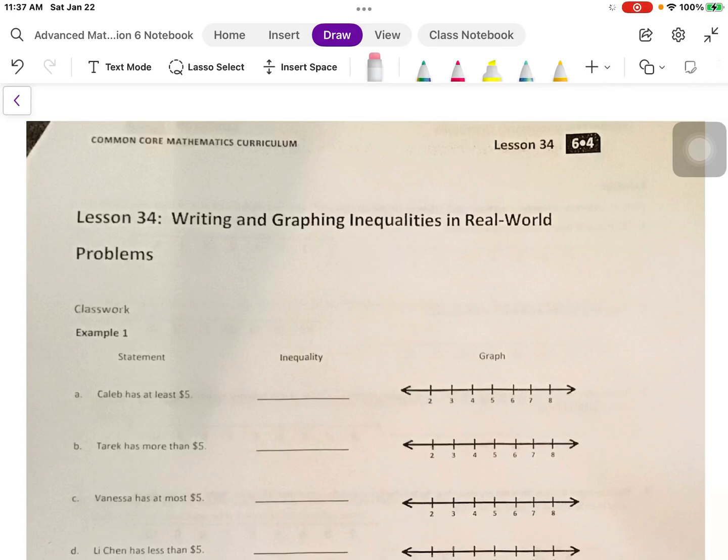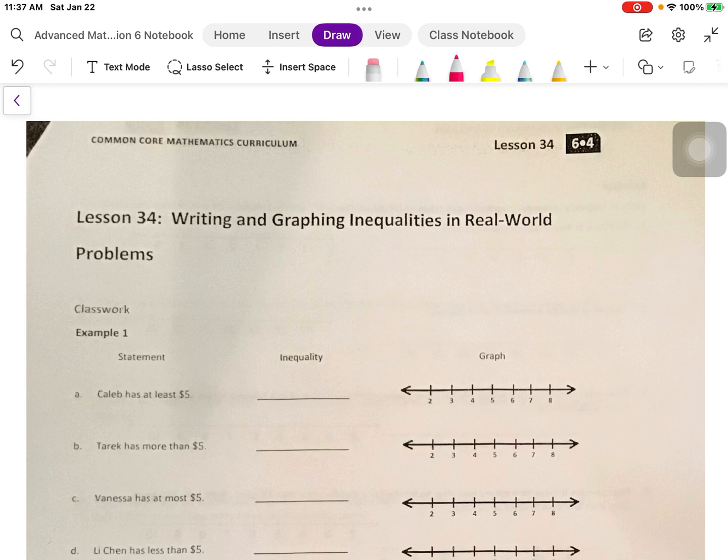Okay, writing and graphing inequalities. So we've gotten done with adding, subtracting equations, solving those, multiplying and dividing equations, solving those, writing inequalities, and now we're going to practice that with word problems and graph them.